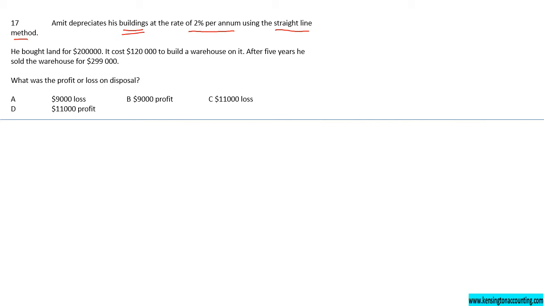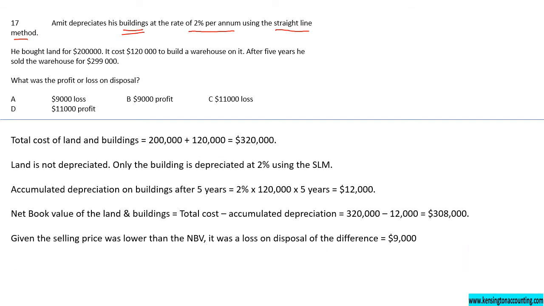Okay, he bought land for 200,000 and he built a warehouse, and the cost of building the warehouse was 120,000. After 5 years, he sold the warehouse. Obviously, when he sold the warehouse, it would be inclusive of the land, because a building is not a mobile asset that you can sell on its own. The sale of the warehouse would include the building and the land. Now, the total cost of the land and buildings is the cost of the land plus the cost of building the warehouse. Total is 320,000.